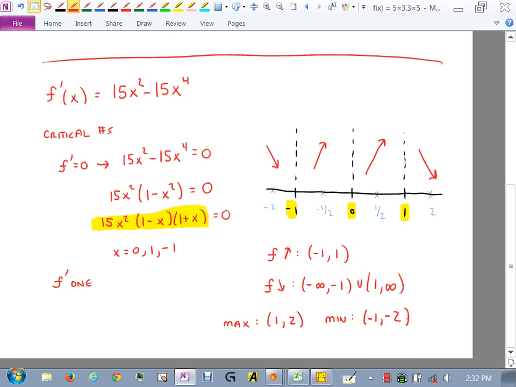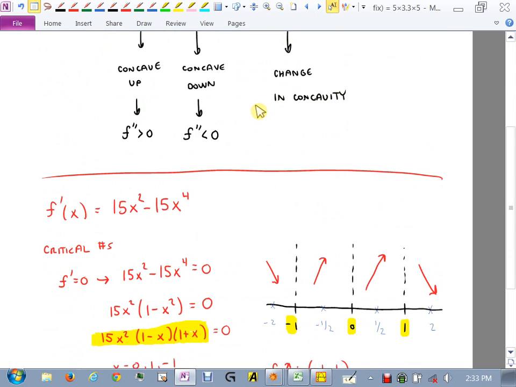Okay, that's everything we did before, right? No difference. But now there's more. We want to know about concavity. So we're going to look at the second derivative and repeat the whole process. So what is the second derivative of this function? I forgot what the first derivative was. Right here, this was the first derivative. So take the derivative of that.